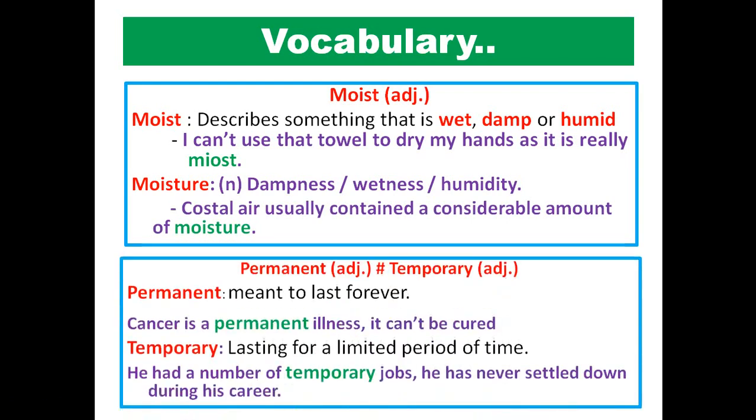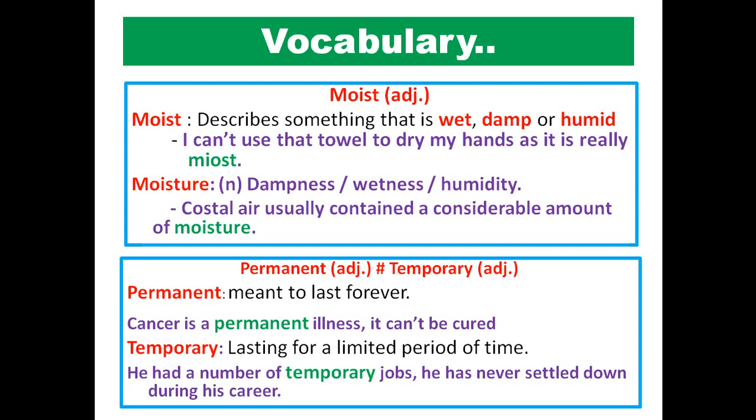Now we come to another word that is permanent. Permanent is the opposite of temporary. Permanent means to last forever. Like cancer is a permanent illness. It cannot be cured. So permanent means lasting forever or meant to last forever.